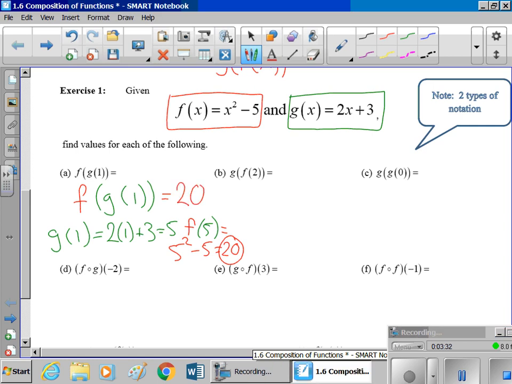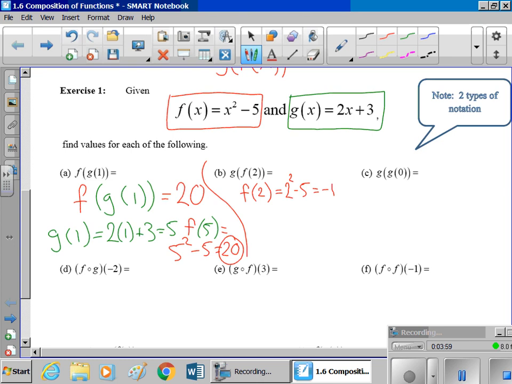All right. So we kind of went into the B a little bit, so we're going to have to write a little smaller on this one. So B is g of f of 2. So we're going to start with our f of 2, so we're going to put 2 into our f. We're going to evaluate just like we did with function notation. f of 2 is equal to 2 squared minus 5, which is 4 minus 5, which is equal to negative 1.